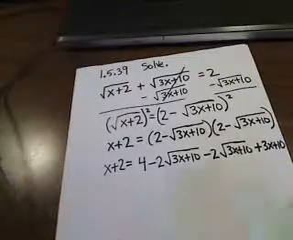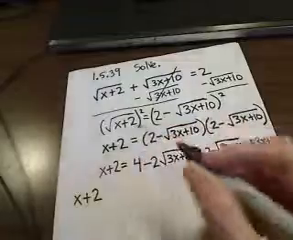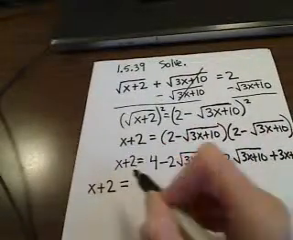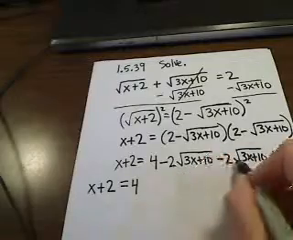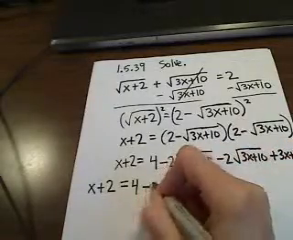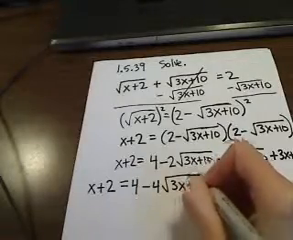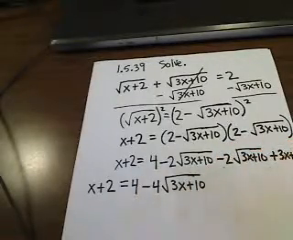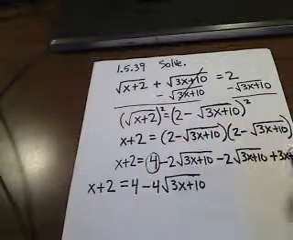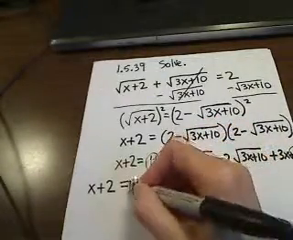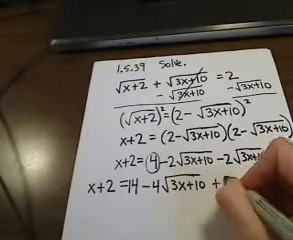Okay, so I want to collect like terms now. I have x plus 2 equaling 4. These are like terms right here. Negative 2 and negative 2 is going to give me a negative 4 radical 3x plus 10. And then, oops, sorry, I should have collected like terms. This 4 with that 10 is going to give me 14. So I'll just make that a 14. And then we have a plus 3x.